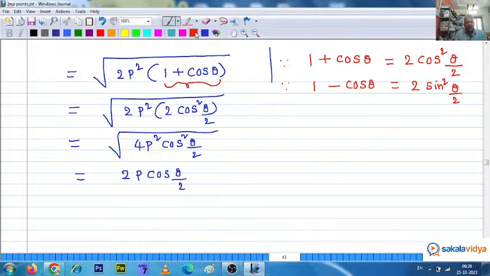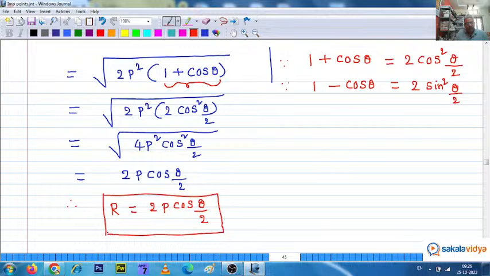Therefore, if each force is equal to p and the angle between them is theta, then their resultant r bar is equal to 2p cos theta by 2. You can take it as a shortcut for multiple choice questions in the EAMCET examination, NEET examination. You can remember this one as a shortcut.